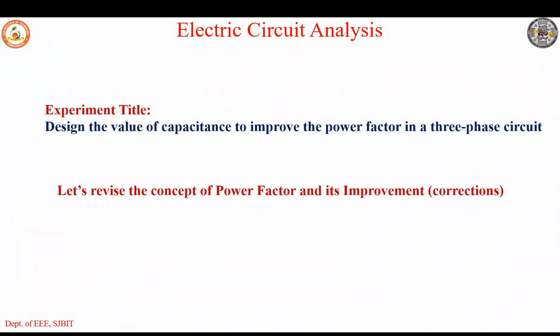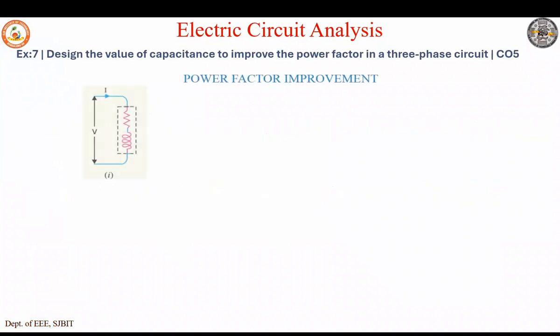Before we proceed to the experiment or the theoretical calculation, let us understand a few basic concepts of power factor and its improvements or corrections. Here let us see some techniques with respect to power factor improvement.